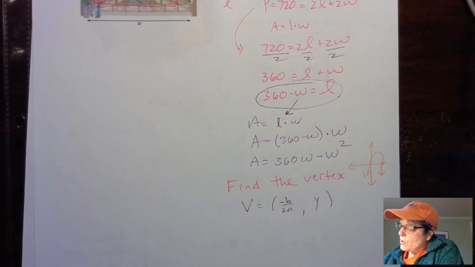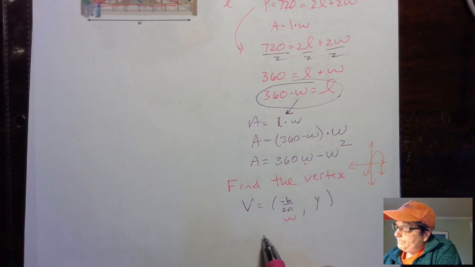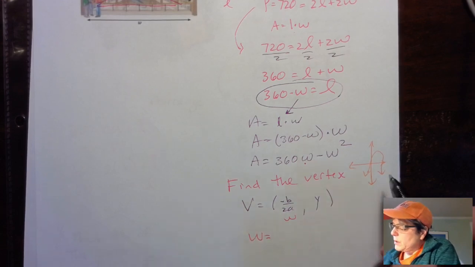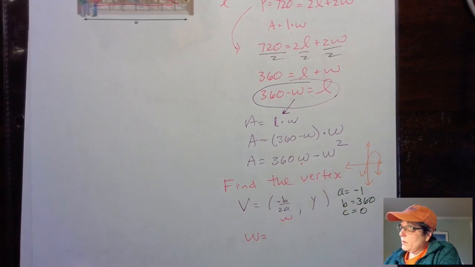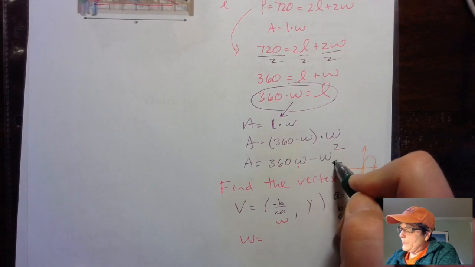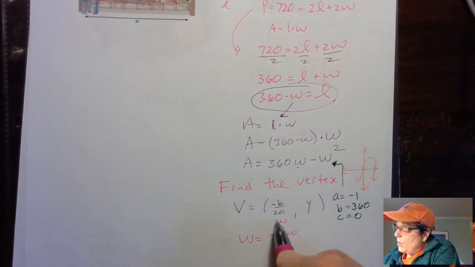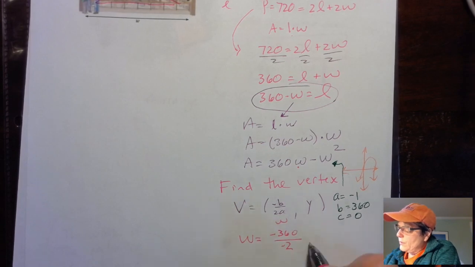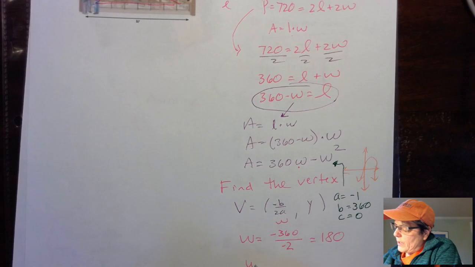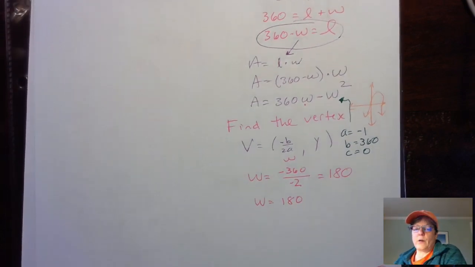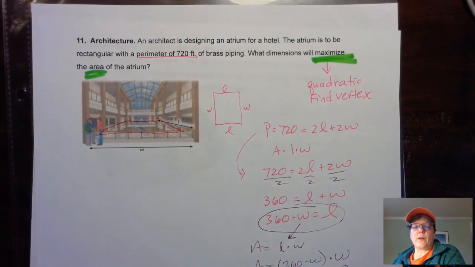So finding the vertex. In this case this is W because that's our independent variable up here. So W equals, let's see, in the equation A is negative 1, B is 360, and C is 0, which we don't need anyway. Okay, I'm using this equation right here. So W equals negative B, the opposite of B, which is negative 360, over 2 times A, which is negative 2. So we've got 180 here. So our W is 180, which is telling us the width of our atrium is 180. So let's go back up here and see if that makes sense.